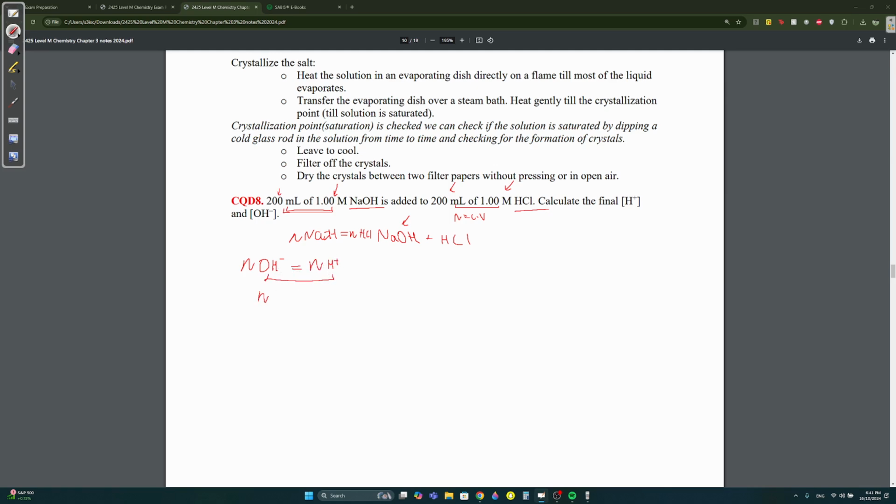What does this mean? This is a neutral solution. In a neutral solution, we know the concentration of OH minus is equal to the concentration of H plus, which is equal to 10 to the minus 7, because the total is always 10 to the minus 14, right?